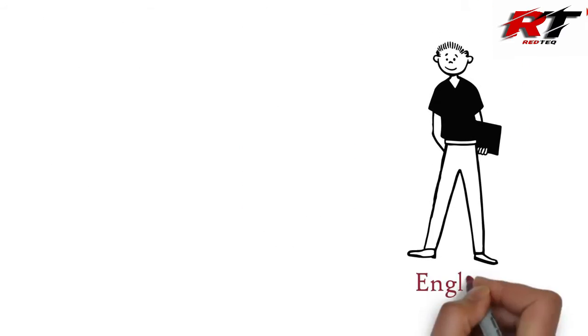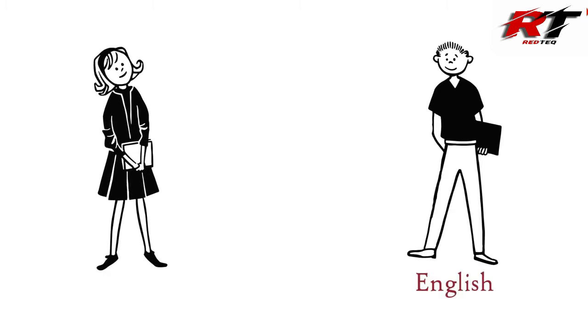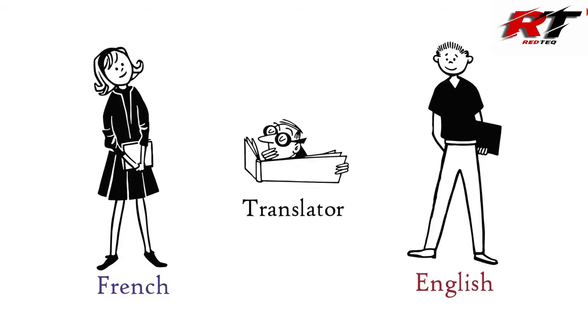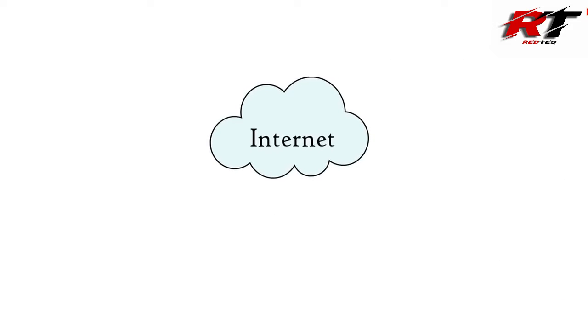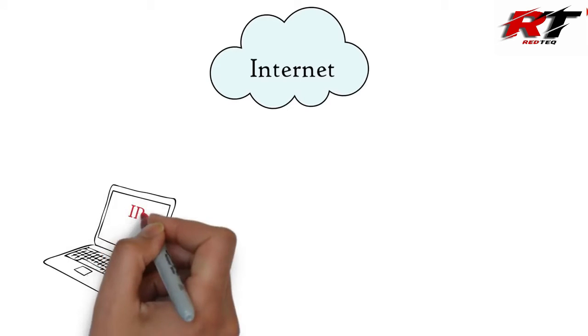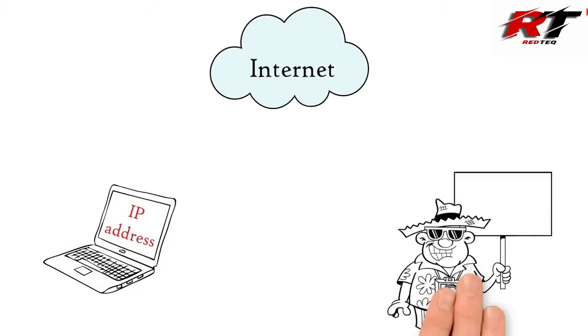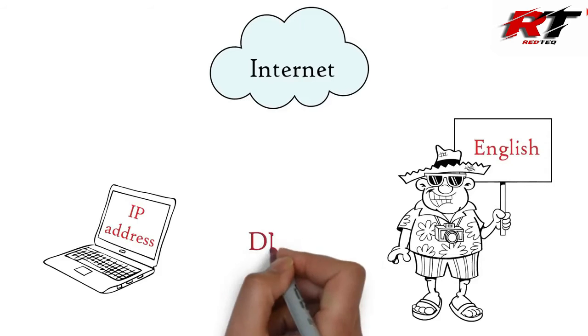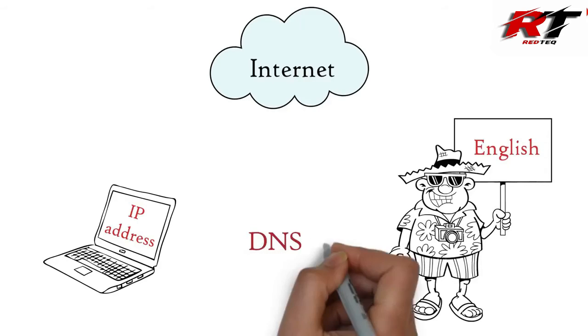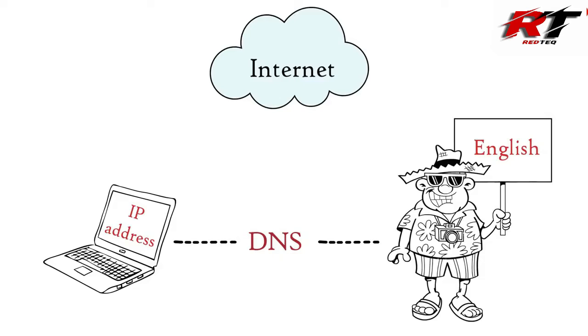Suppose we speak English and we want to communicate with a person who speaks French. For effective communication, we will need a translator. Same is the case on the internet too. Computers or web browsers understand IP addresses, and we humans understand our languages, say English. DNS acts as a translator between humans and computers.